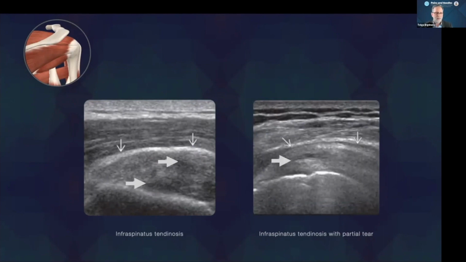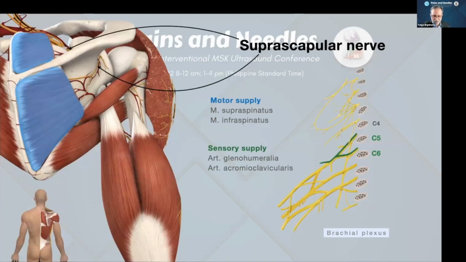Infraspinatus tendinosis. And another sonogram shows supraspinatus tendinitis and tendinosis and an intrasubstance tear. You can see the diffuse thickening of the tendon like this, and you can see the intrasubstance tear of the infraspinatus tendon. Another important structure when we're talking about the shoulder joint is the suprascapular nerve.